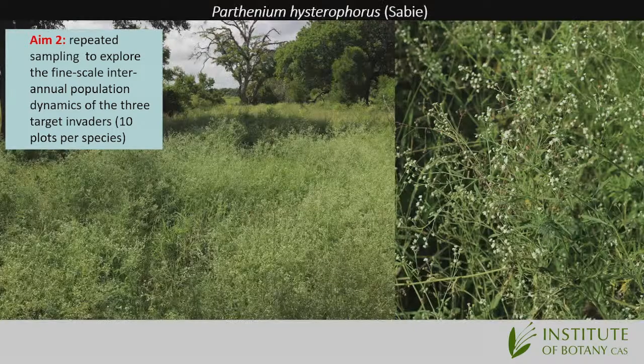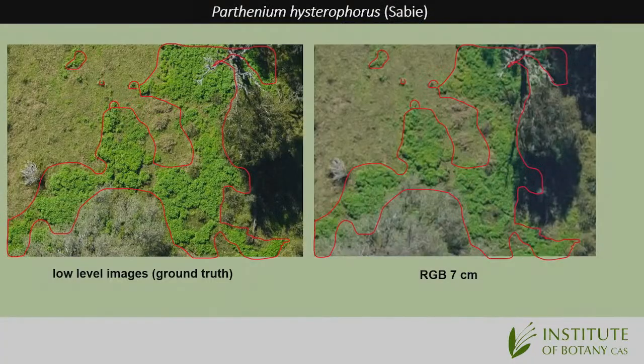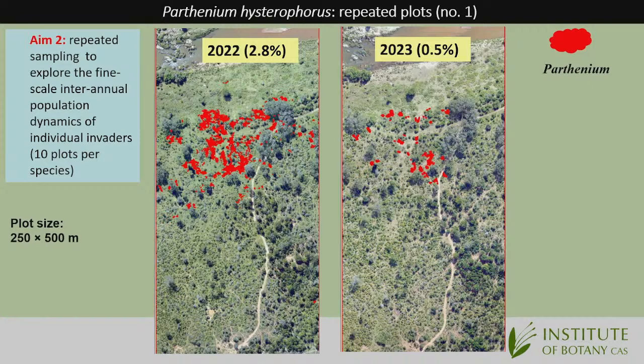So if we look at Parthenium, on this figure we will see the low-level images that we use for ground truthing and how they compare to the orthophoto with 7 centimeter resolution on the right. And this is the same site in 2 consecutive years for Parthenium, where you see the changes in the population size. And it needs to be noted that the timing here is crucial.